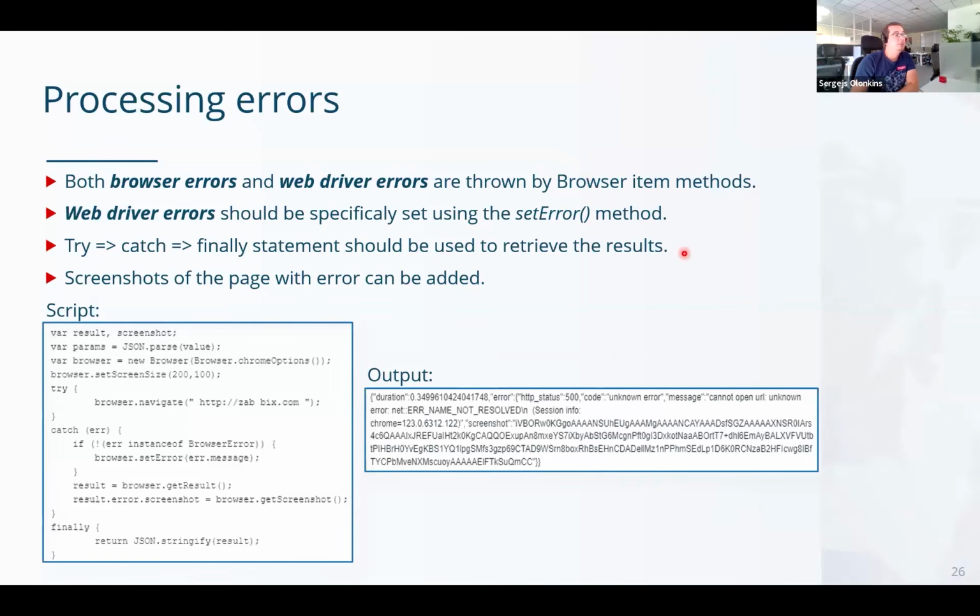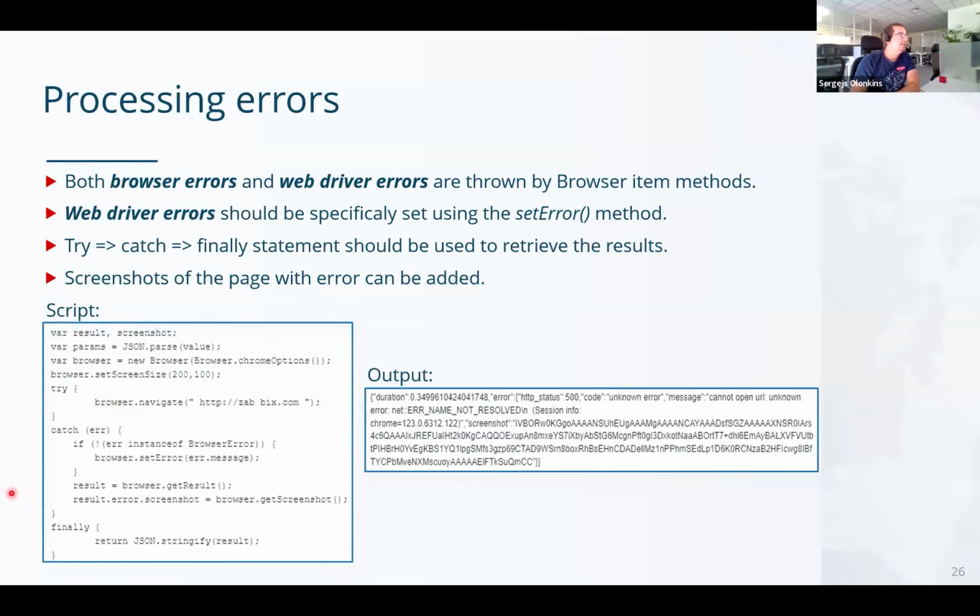In order for your item not to fail, but actually to run till the end and return the result object, you need to use the try, catch, finally code blocks, like it's displayed in this example script. And you can actually take a screenshot right after you received an error of the opened web page so that you would know what exactly was displayed on the page when the error occurred. In this example, we tried to open some invalid URL that contains an empty space in the middle.